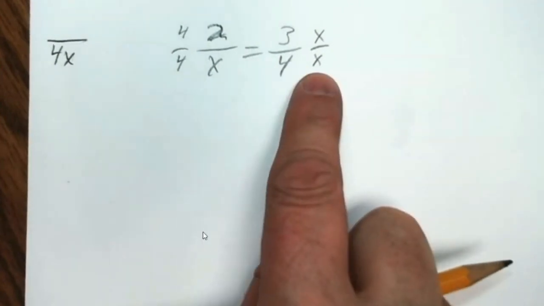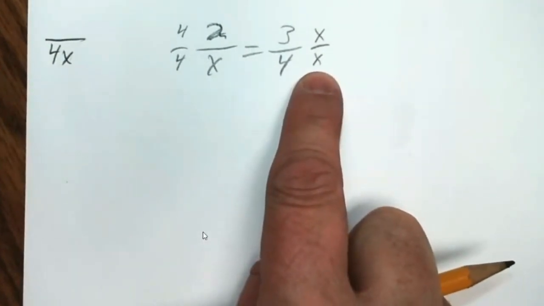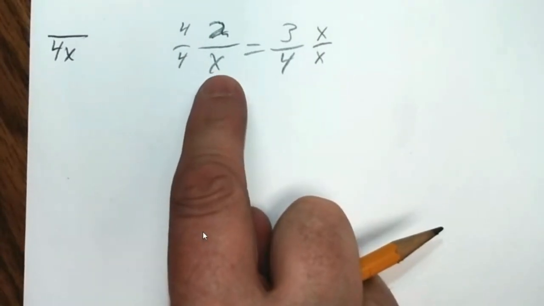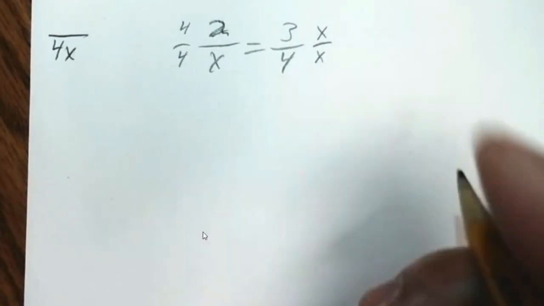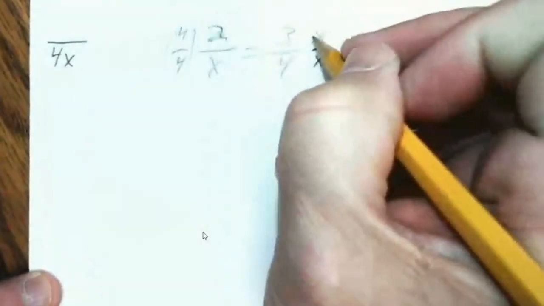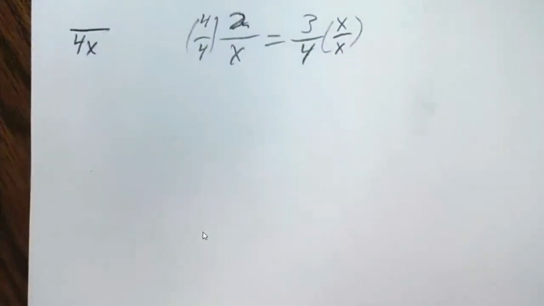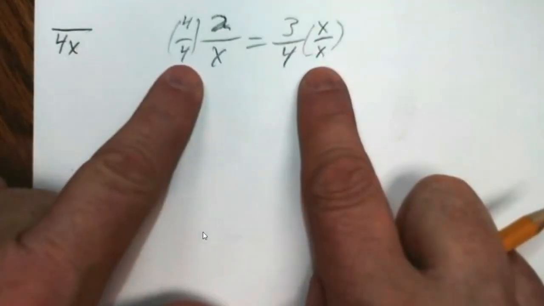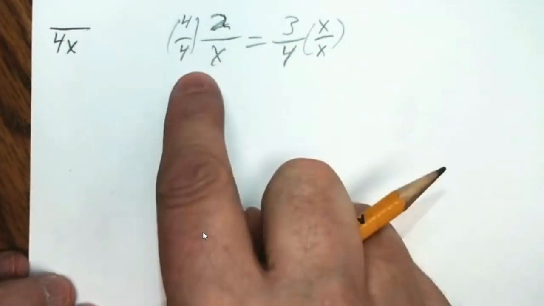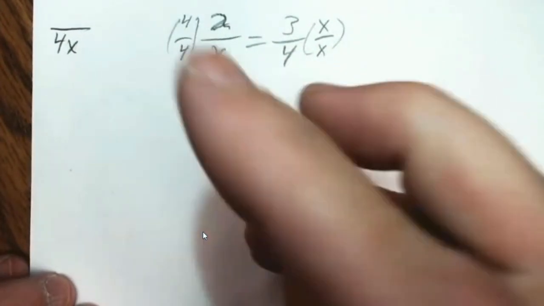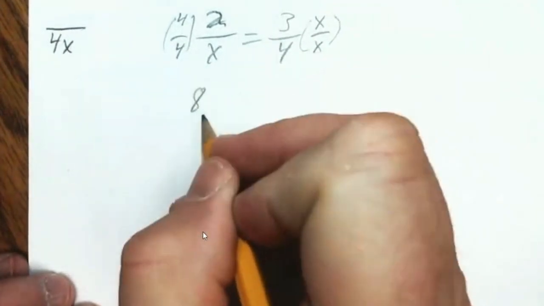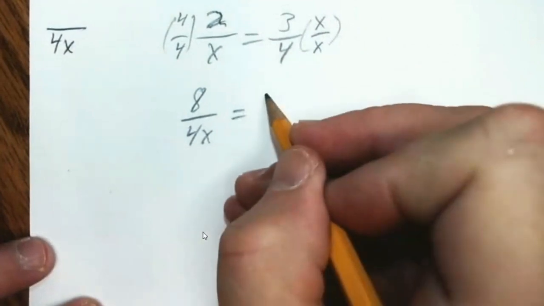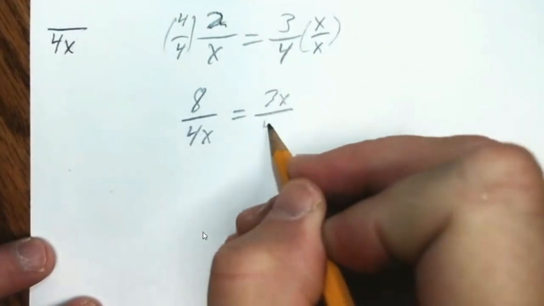x over x is 1, regardless of what x is, unless it's 0. But we're not talking about it at 0 because it can't be 0. It's in the denominator. So this just multiplies by 1. So this is legal mathematically, right? We can multiply anything by 1, and we multiply both sides by the same thing. So when we do that, now we've got 8 over 4x. And over here, we've got 3x over 4x.